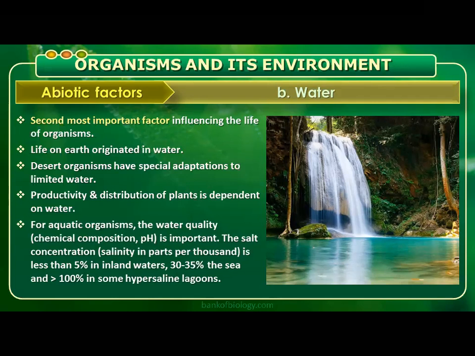For aquatic organisms, the water quality and chemical composition, pH, is important. The salt concentration, salinity, in parts per thousand: we say the salt concentration is less than 5% in inland waters, 30 to 35% in the sea, the ocean, and more than 100% in some hypersaline lagoons. Calculations are very, very important.